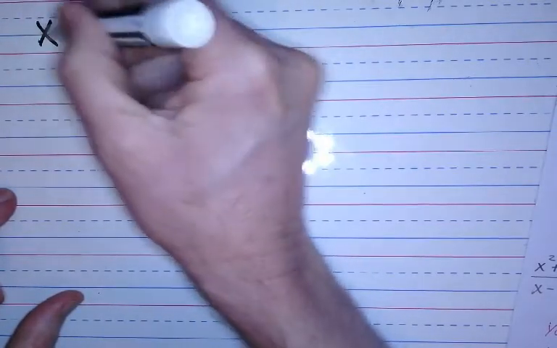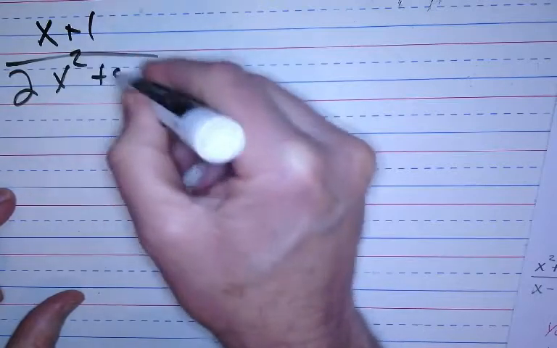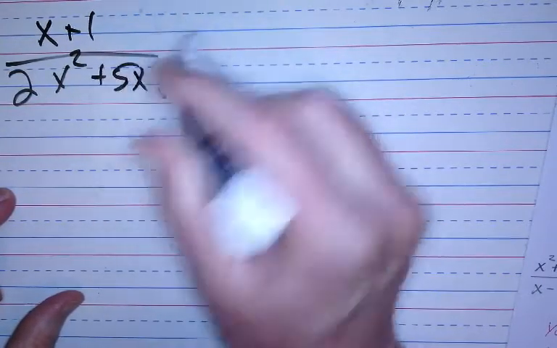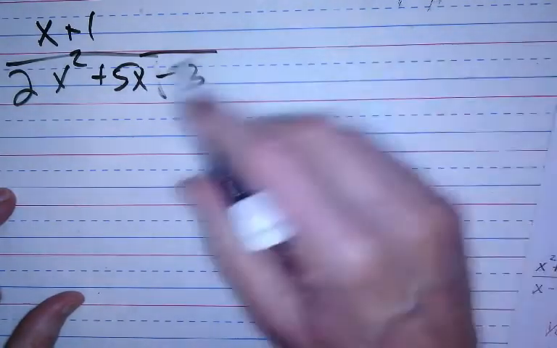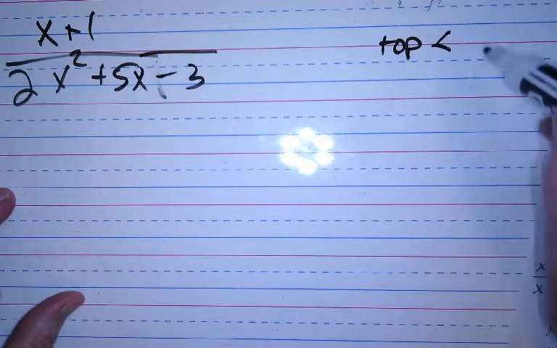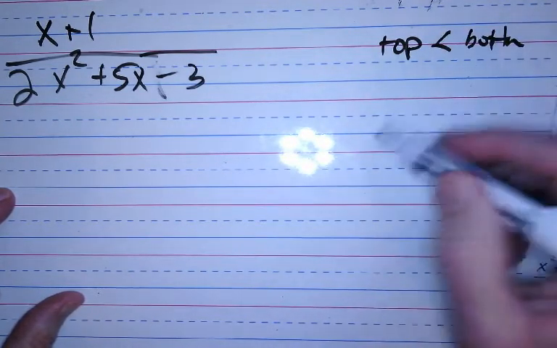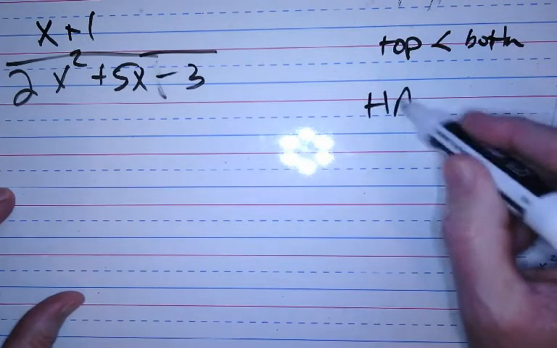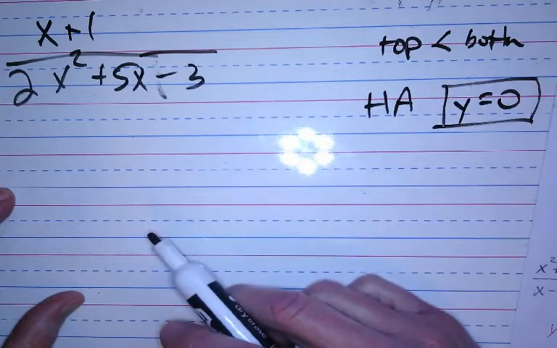Here we go. First example. x plus 1 divided by 2x squared plus 5x minus 3. Okay, here the exponent on top is smaller than the exponent on the bottom. Right? We know that for sure. What does that mean? That means the horizontal asymptote is y equals 0.